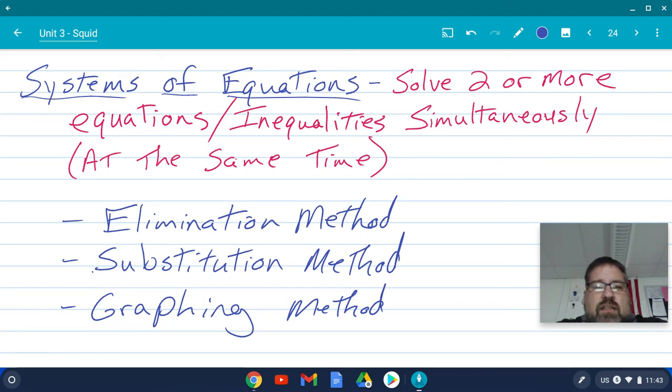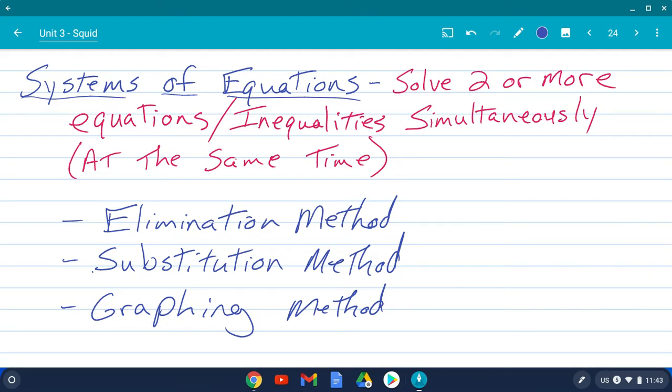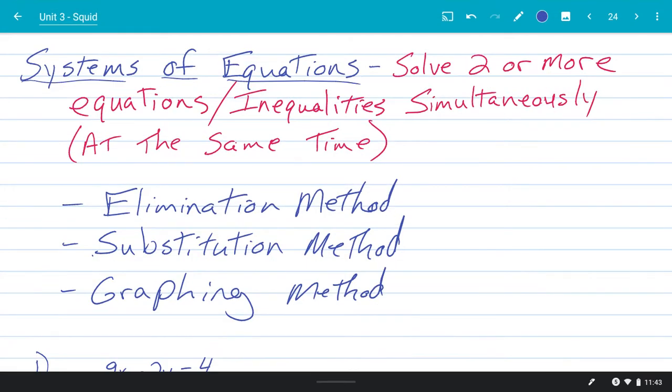3.3, solving systems of equations using the elimination method. Let's go to work. As a reminder, systems of equations is when we solve two or more equations simultaneously, which is a big word that just means at the same time. We've already talked about the graphing method and the substitution method.